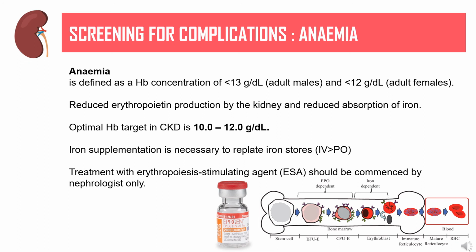The optimal hemoglobin target in CKD patients is 10 to 12 g per dl, so iron supplementation is necessary to replace the iron stores, and we prefer intravenous compared to oral drug. Treatment with ESA or erythropoiesis stimulating agent should be commenced by the nephrologist.